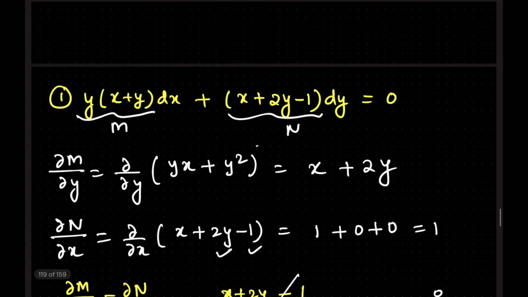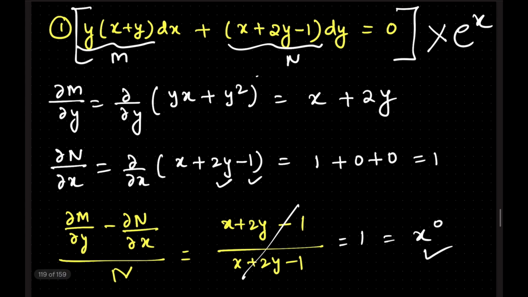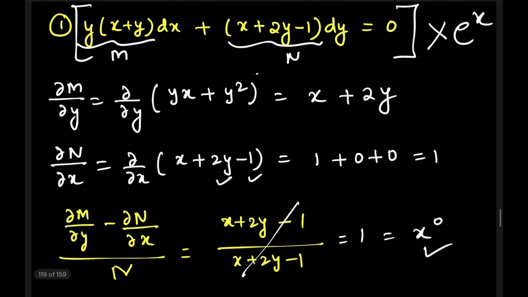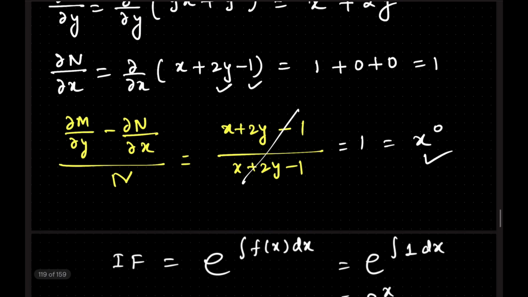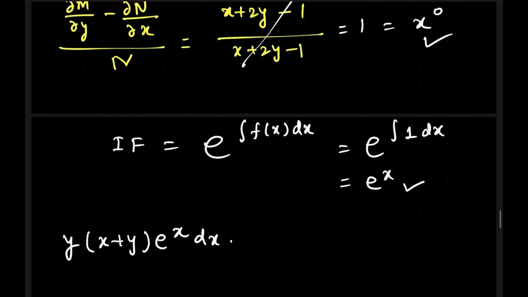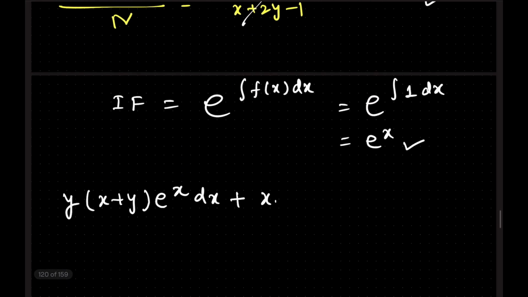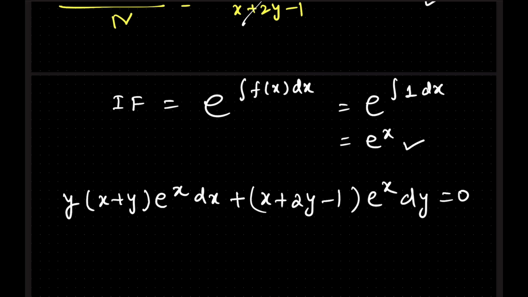What we will do is multiply this entire non-exact differential equation by the integrating factor, and it will give us an exact differential equation. So let's do it. The M term becomes (yx plus y square) times e^x into dx, plus the second term, (x plus 2y minus 1) times e^x dy, equal to 0. So this is now our exact differential equation.